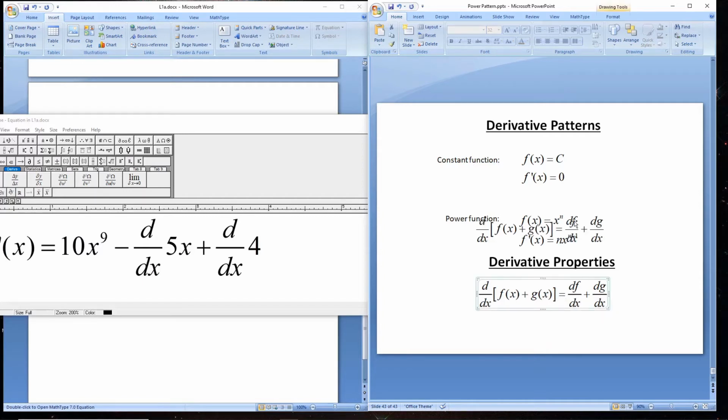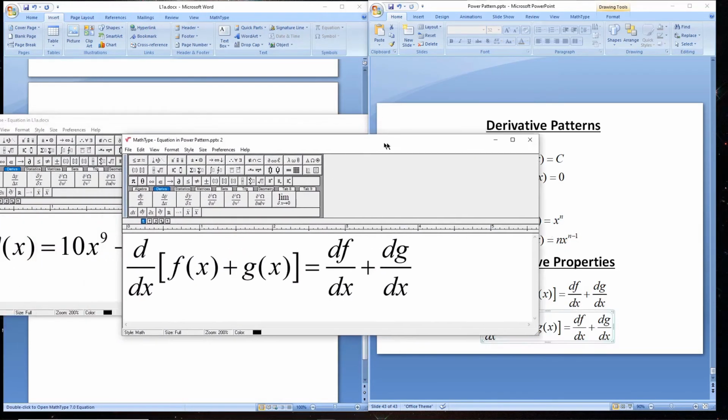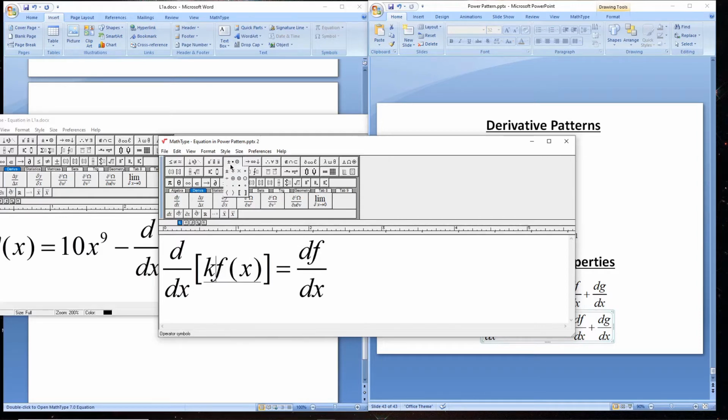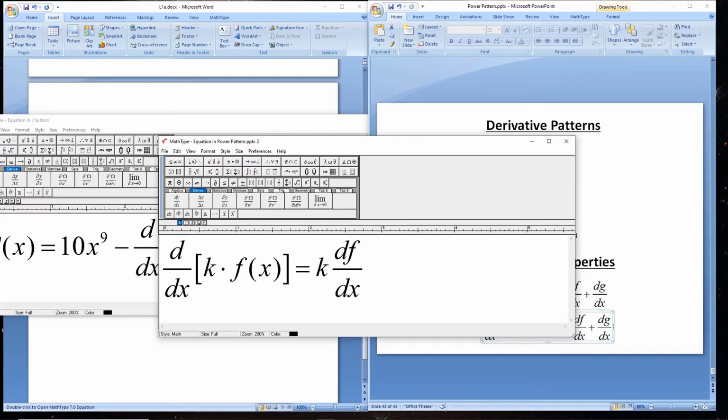And another very useful property that comes from the limit is, let's say we have some constant times the function. If you recall from the limit, a constant we can pull out of the limit. And the same is true with the derivative. If we have a constant times our function, we can pull that constant out of the derivative.